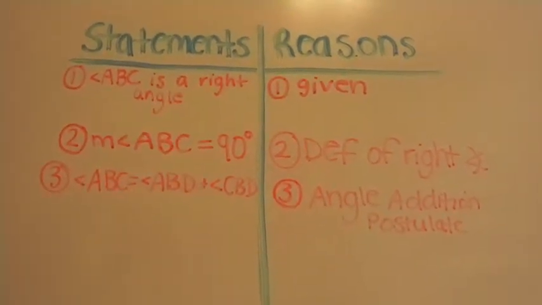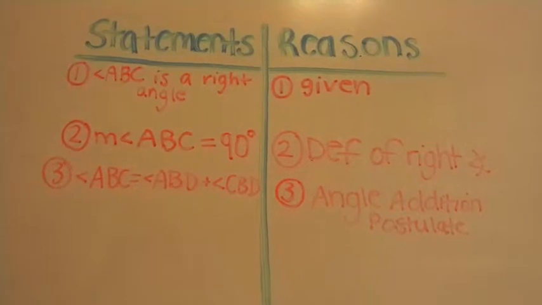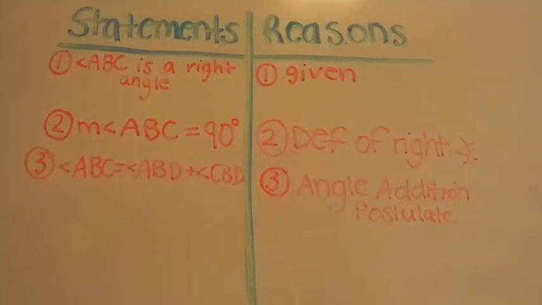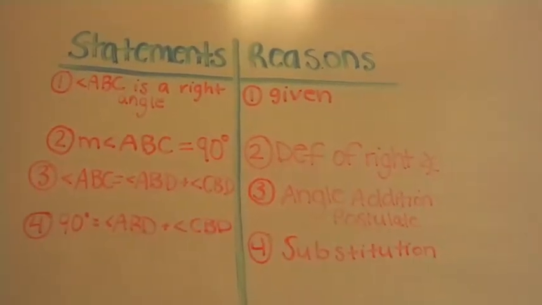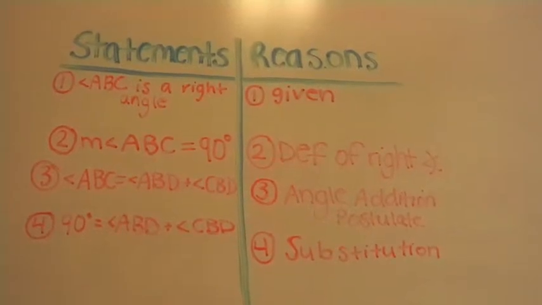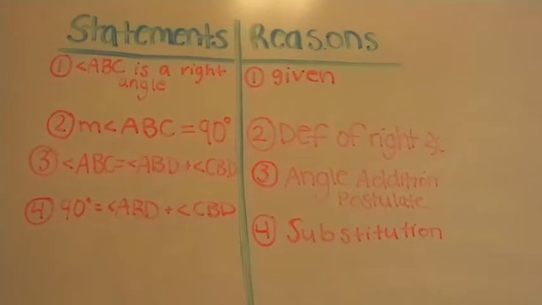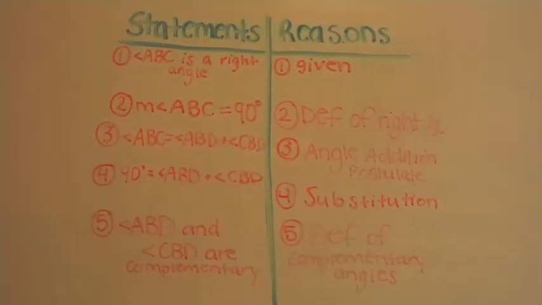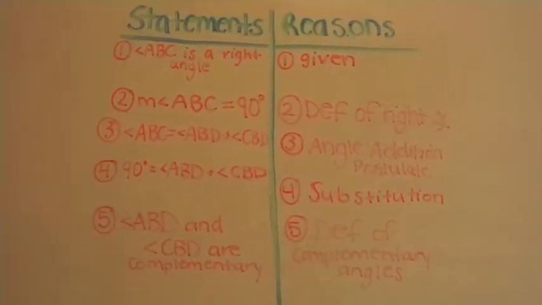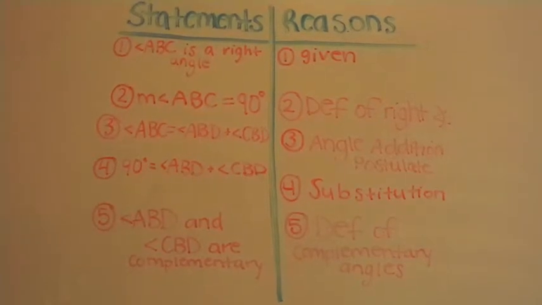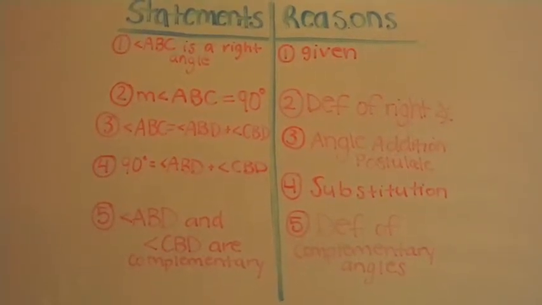Angle ABC equals angle ABD plus angle CBD by the angle addition postulate. 90 degrees equals angle ABD plus angle CBD, and the reason for that is substitution. Angle ABD and angle CBD are complementary. The reason is the definition of complementary angles.